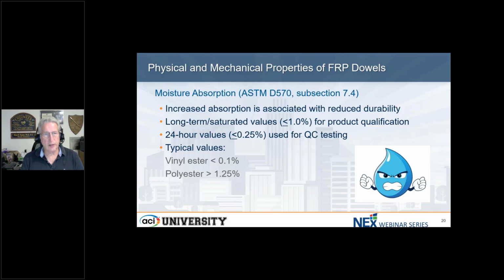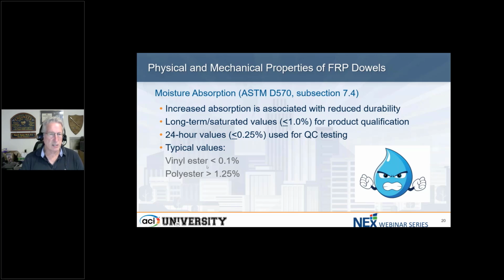Moisture absorption is another mechanical property that we're concerned with. Increased absorption of moisture into the dowel bars or into the resin is associated with reduced durability of that product. And if you look down at the bottom again, typical values: vinyl ester less than 0.1%, polyester greater than 1.25%. So clearly, if we control our moisture content, we're also going to control the material that's being used here.